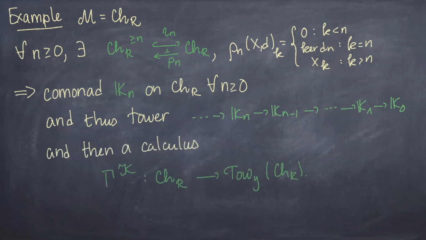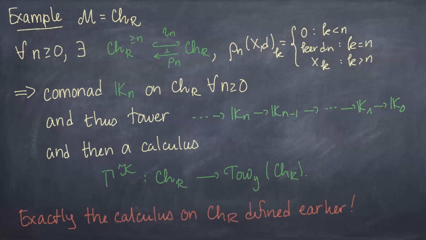And from this tower of comonads, we then get a calculus, according to the formula that I explained. And this calculus is exactly, in fact, the calculus that I defined earlier for chain complexes over this particular commutative ring. So this is an effective way of explaining that one of the calculi we already saw that we built by hand is coming from actually a tower of comonads, as I described before.